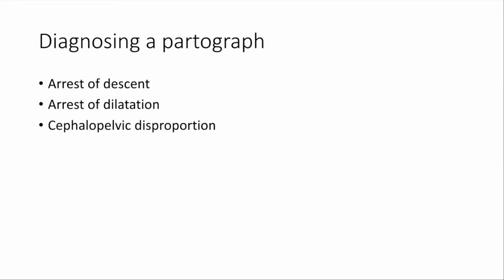So what is the point of knowing about the partograph and knowing how to plot it? The two most common conditions that you need to diagnose by looking at a partograph are arrest of descent and arrest of dilatation. I'm sure you would have heard of the term cephalopelvic disproportion before. A lot of people say CPD. This is when the fetal head, after engaging in the pelvis, is not, geometrically, built to accommodate the fetal head. Therefore, the fetal head will not descend, and therefore normal delivery is not possible.